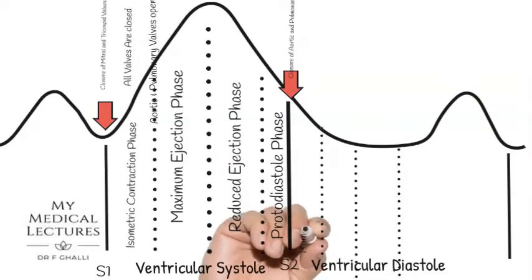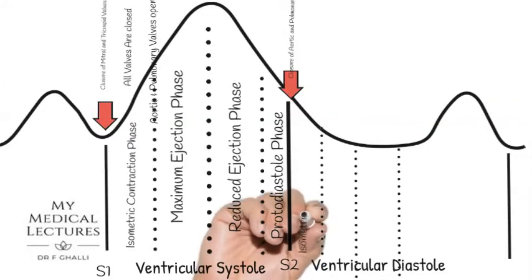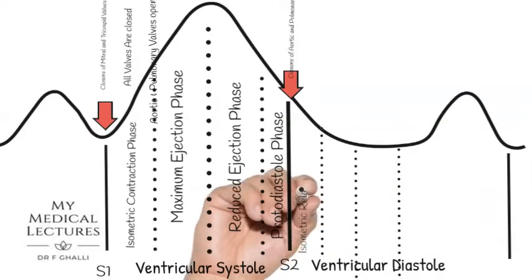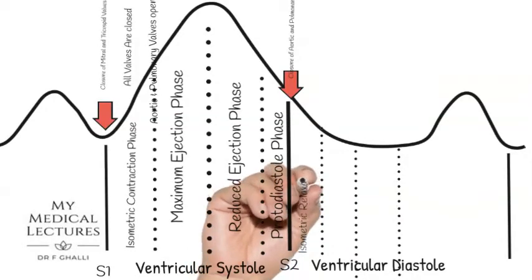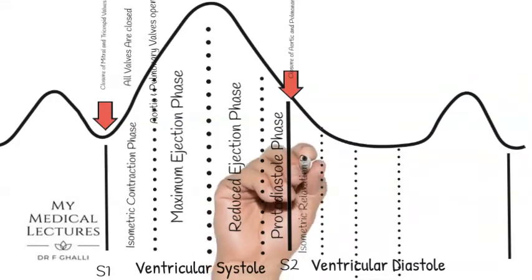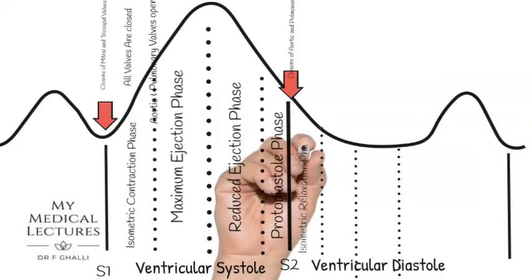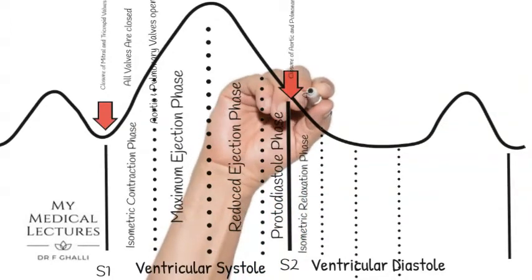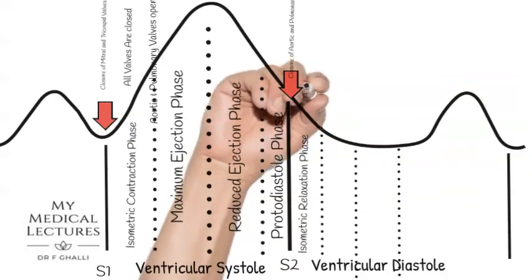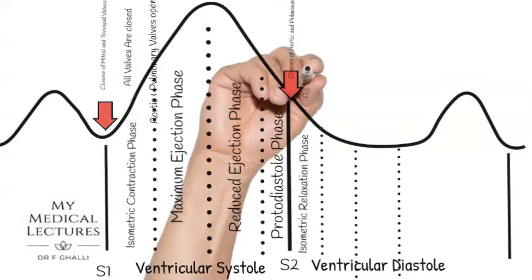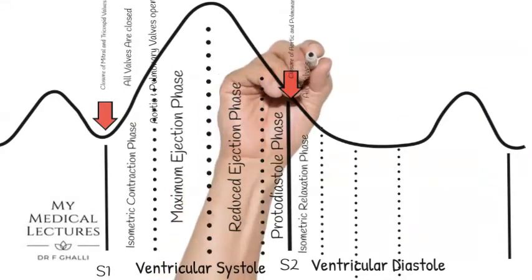The closure of the aorta and pulmonary marks S2. From this, we understand that closure of the valves causes the heart sounds, but opening of the valves doesn't cause any heart sounds. So closure of mitral and tricuspid is S1, aorta and pulmonary is S2. After that, the heart muscle relaxes, and it goes into a similar stage to the isometric contraction, but this is called isometric relaxation, because the ventricle relaxes, but still all the valves are closed.